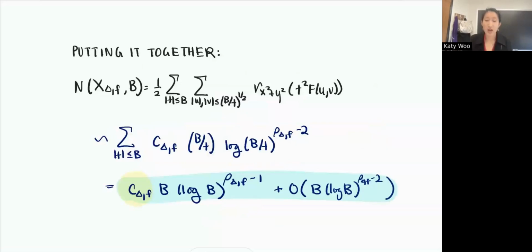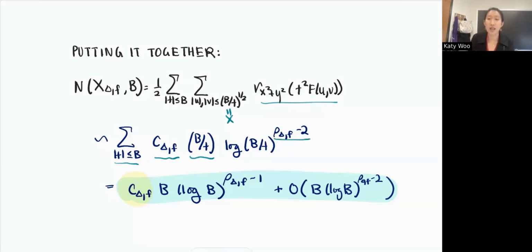And so now if we go back to our original question, which was counting the number of points of height at most b, we can plug in this asymptotic and we get the sum over t up to b of this constant times b over t. Just to recall, x was equal to (b over t) to the 1/2, so x squared is b over t, times log of b over t to the Picard rank minus 2.